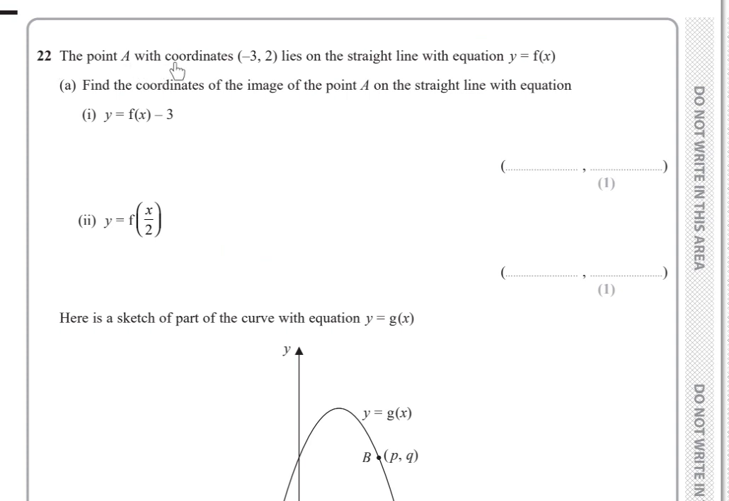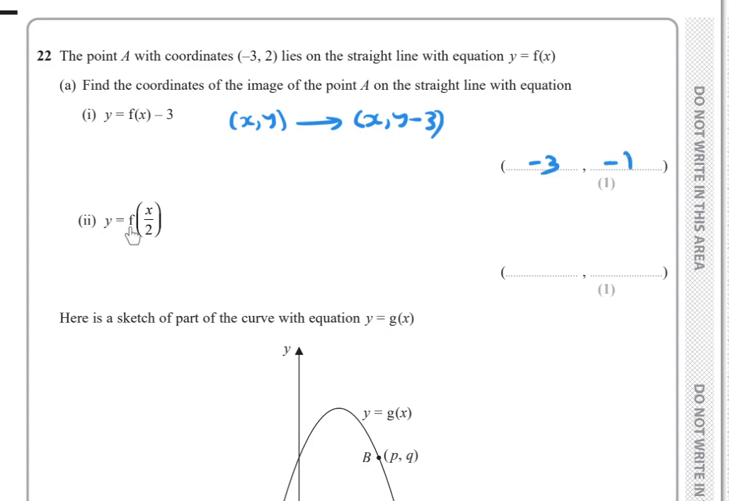22. The point A with coordinates (-3, 2) lies on the straight line with equation y = f(x). Find the coordinates of the image of the point A on the straight line with equation y = f(x) - 3. This is a vertical translation 3 units down, so the point (x, y) will be (x, y - 3). So the x will be the same, and for y, subtract 3, so 2 minus 3 equals -1.